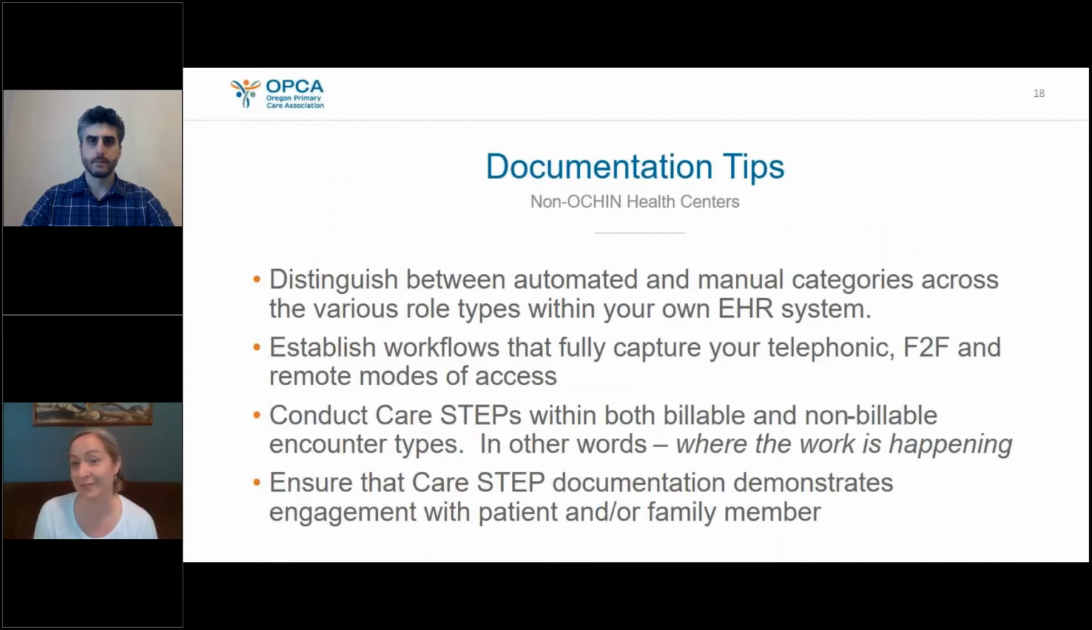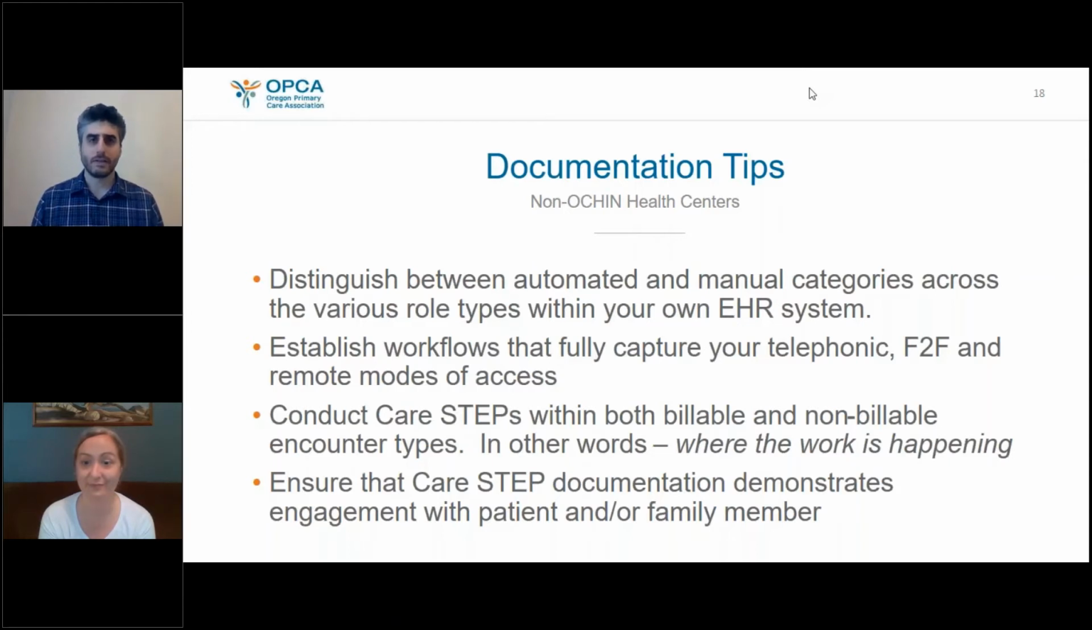Charles, what other tips do you have for documentation? Yeah, I have quite a few, and this is especially geared towards those clinics that aren't part of OCHIN. As your documentation platform is getting built, these are some things for you to consider.